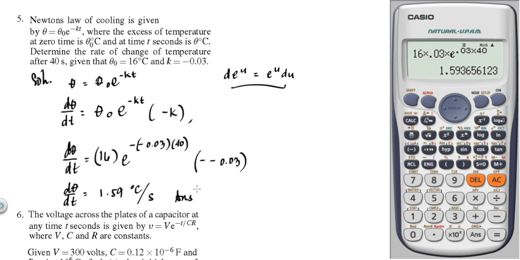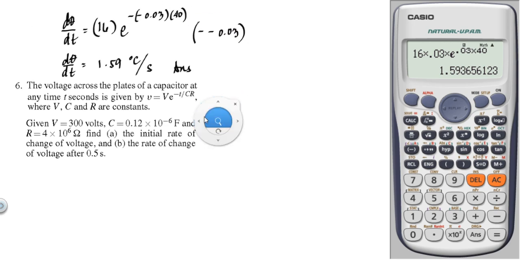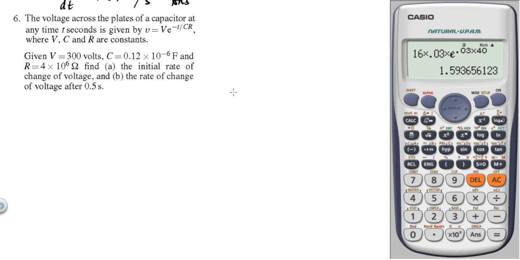Okay? Yes. How about number 6? The voltage across the plates of a capacitor at any time t seconds is given by V equals V times e raised to minus t over CR, where V, C, and R are constants. Given V equals 300 volts, C is equal to 0.12 times 10 to minus 6 farad, and R is equal to 4 times 10 to the 6 ohms.